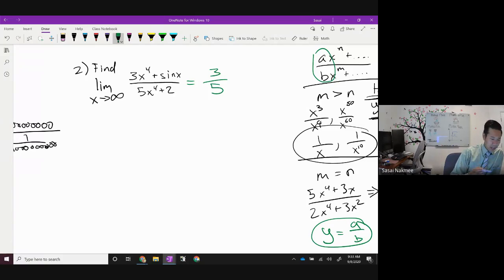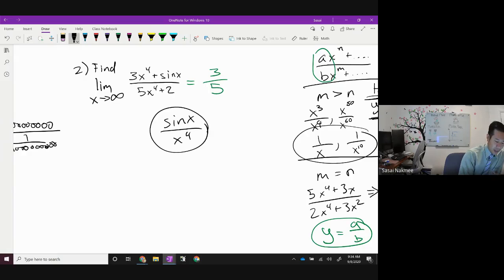I know some of you are like, what about that sine, though? If you break it off and take a look at that, you'd have sine of x over x to the fourth. And I'm telling you right now, the limit as x approaches infinity of this is going to go towards 0. So that just kind of goes off. Again, you're mostly focusing on the highest degree when you're dealing with horizontal asymptotes, right?